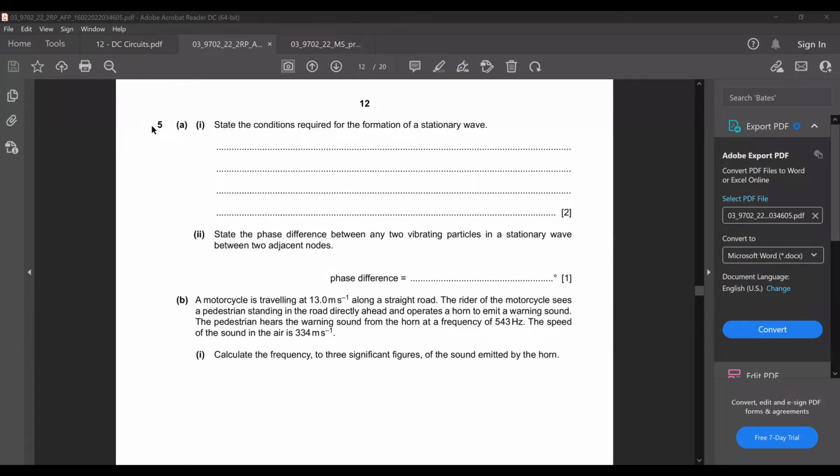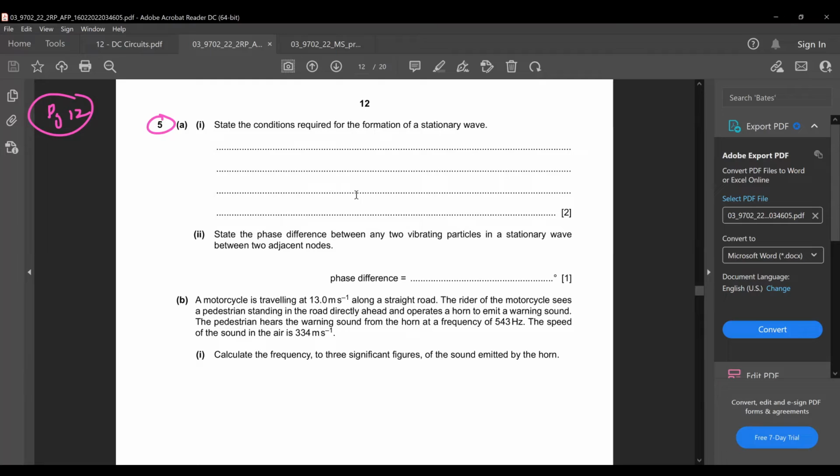Okay, so let's look at page 12 of your February March paper, question 5. Questions 1 to 4 have actually been done in a separate lesson. I'll upload the lesson recording for you to watch later on. So we'll continue from question 5, because this is something that I have not done for any of the classes that I have.